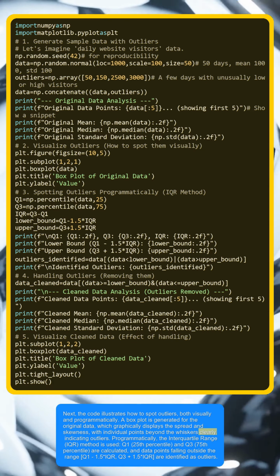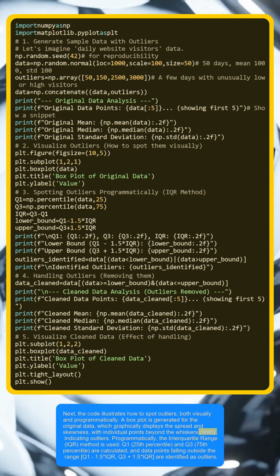Finally, the example demonstrates a common method for handling outliers. Removal. The identified outliers are filtered out, creating a cleaned dataset. The basic statistics, mean, median, standard deviation, are recalculated for this cleaned data, showcasing the substantial change and often more accurate representation of the underlying data.